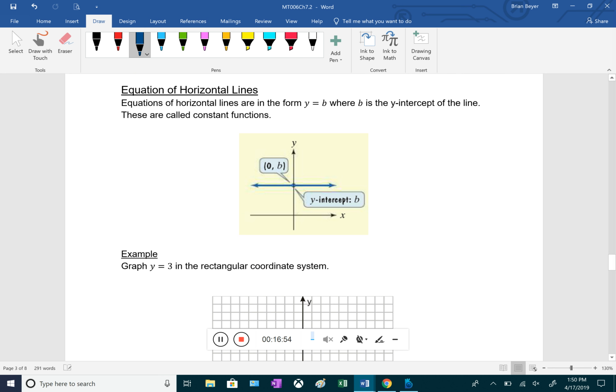So these ones are going to be the easiest graphs that we'll ever graph. The equation of a horizontal line is going to be in the form y equals a number, and that's it. So y equals b, where b is the y-intercept of the line. These are actually called constant functions. So you can see down here in this little graph of it, it's just a horizontal line at that y-intercept of b. So this just means that y will always equal that number no matter what x is equal to.